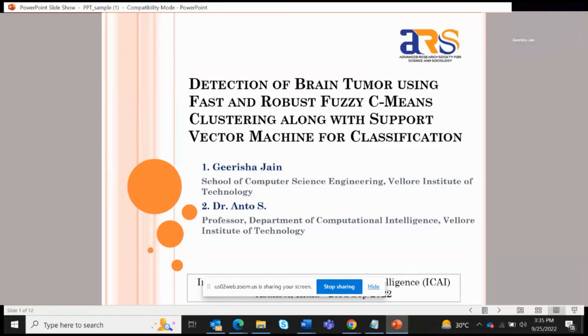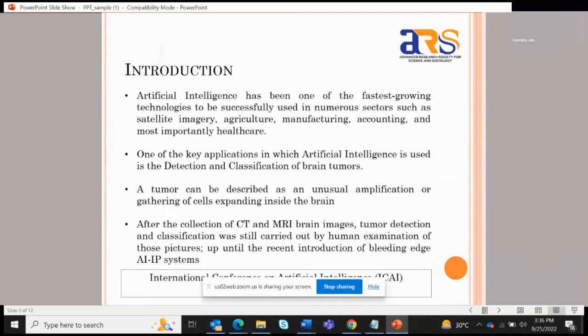So today I would like to present the paper, Detection of Brain Tumor Using Fast and Robust Fuzzy C-means Clustering, along with support vector machine for classification. To give a brief introduction and an overview of the subject, in recent years, along with the breakthrough of artificial intelligence and machine learning, improvements to the existing systems in place have been extensively studied, and there have been many applications in practice, especially in the field of healthcare.